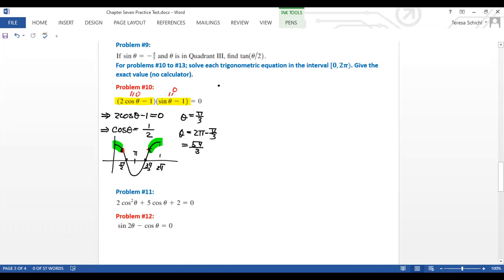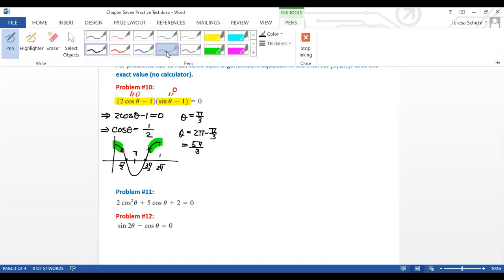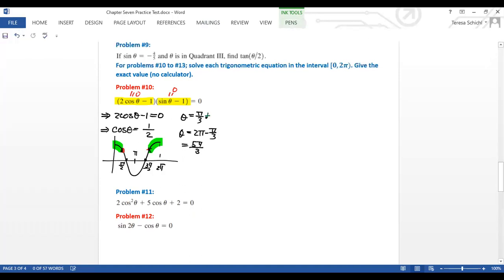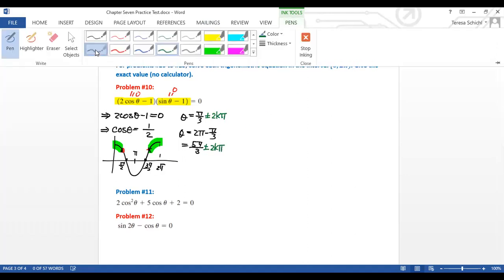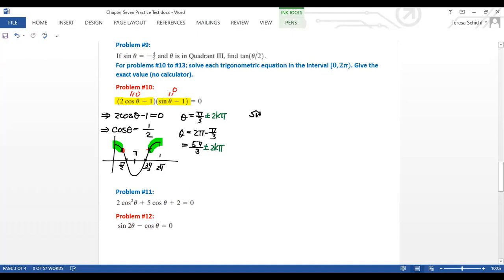Okay, now I find the sine, next one, so the general solutions, right? In here they did not say, so we say it's plus minus how many? 2k pi here, right? This is plus minus 2k pi. So now the next thing here is this one. So it's sine theta equal to 1 here. Okay, sine theta equal to 1.